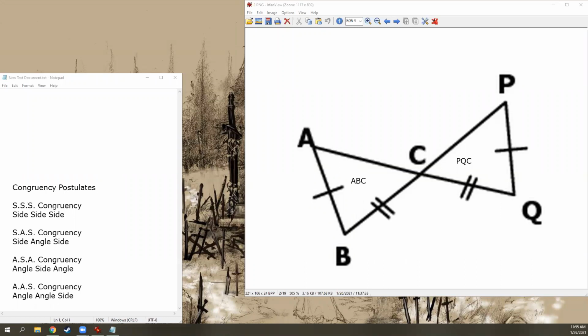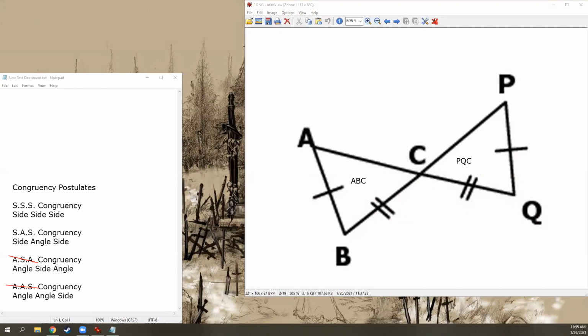Well, SSS, that's three sides. If we find another side, we're good. SAS, that's two sides and an angle. If we find another angle, it's that. ASA only has one side, so we're not using that. AAS only has one side, so we're not using that. So now it's already between these two. We find another side, it's SSS. We find an angle, SAS.